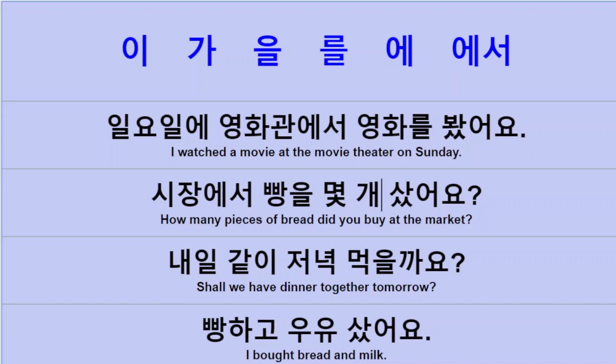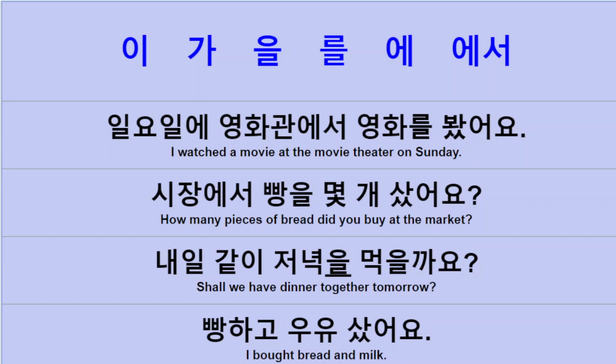And next one. 내일 같이 저녁 먹을까요? For 내일, we don't have to put any particle for the time, right? Just leave it alone. And 같이 저녁 먹을까요? 저녁 is the object, right? So 저녁을 먹을까요? 내일 같이 저녁을 먹을까요?